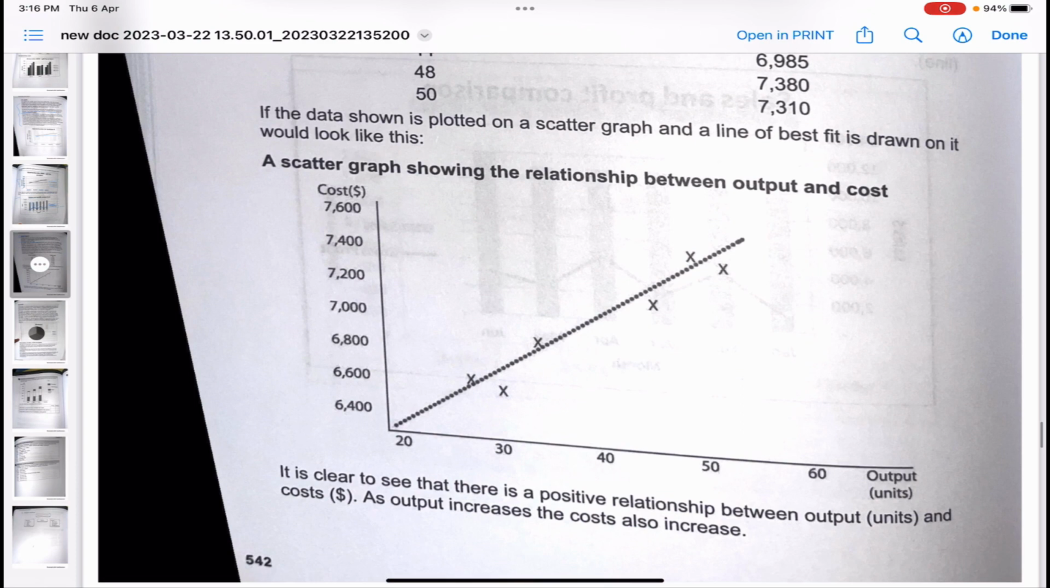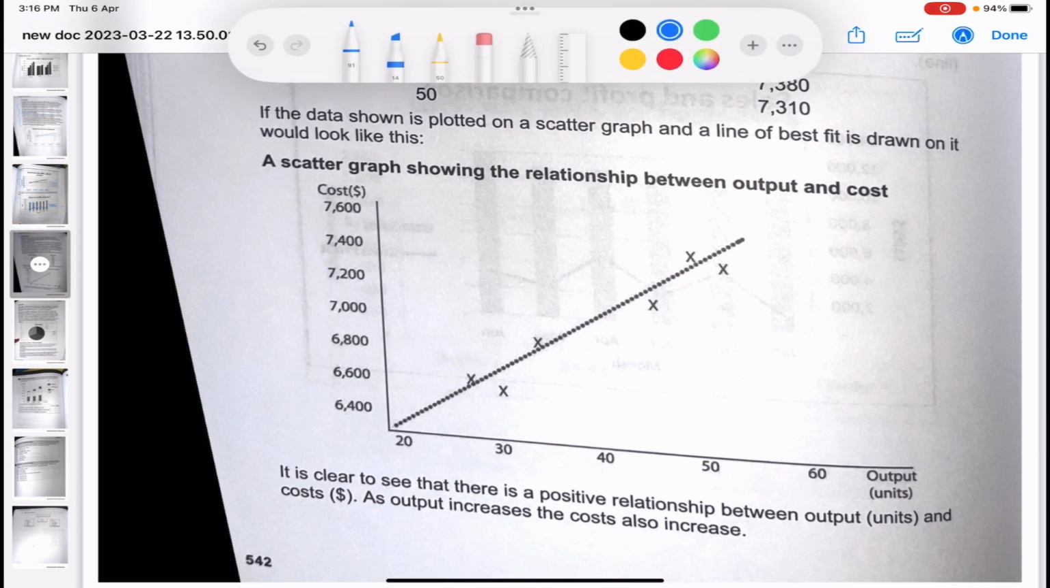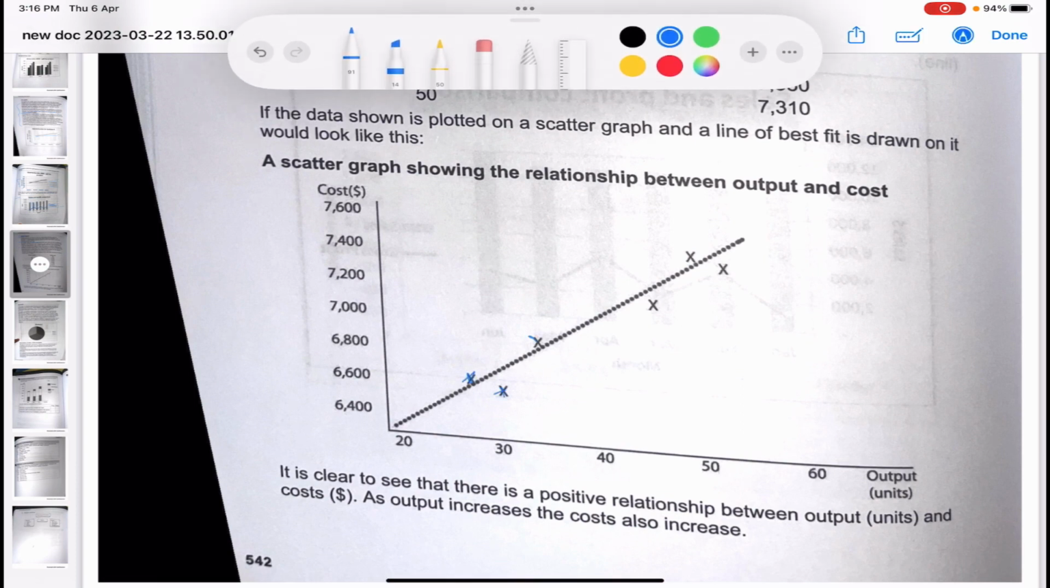Now if I want to scatter this, this is how I mark, right? So I mark my outputs. After that, what am I going to do? In the middle, I'm going to draw a line. So this is going to show a relationship between the x-axis and the y-axis. This is showing a relationship between output and cost in this particular example.